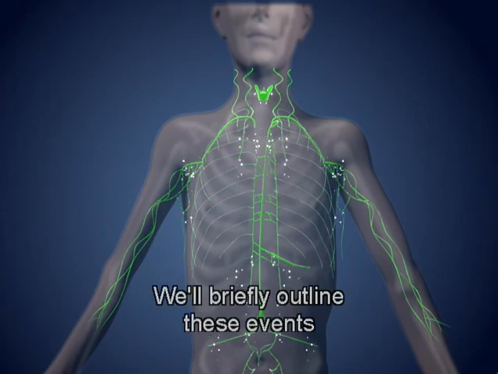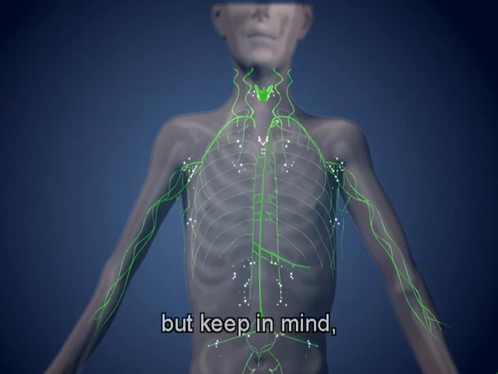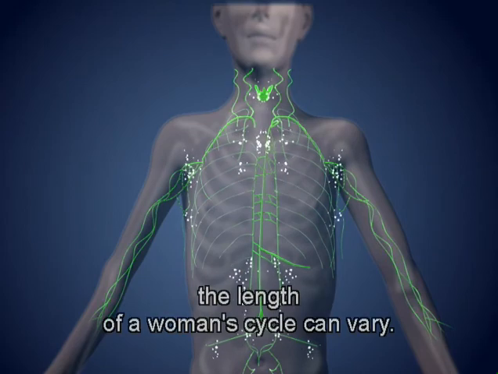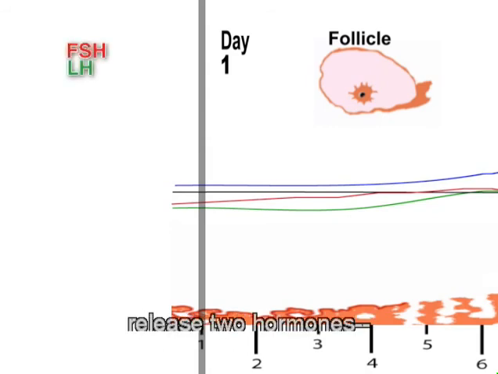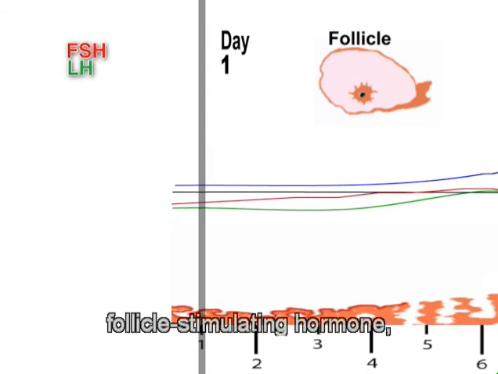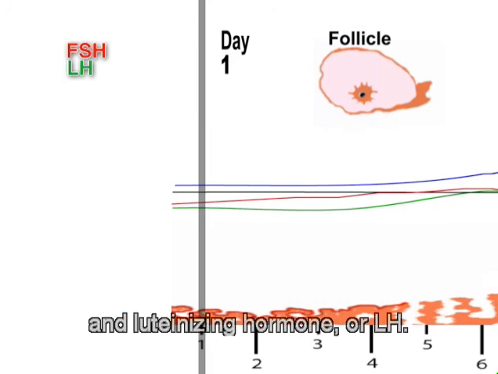We'll briefly outline these events based on a 28-day cycle using diagrams, but keep in mind the length of a woman's cycle can vary. Let's begin at day 1, when the pituitary glands release 2 hormones: follicle-stimulating hormone, or FSH for short, and luteinizing hormone, or LH.